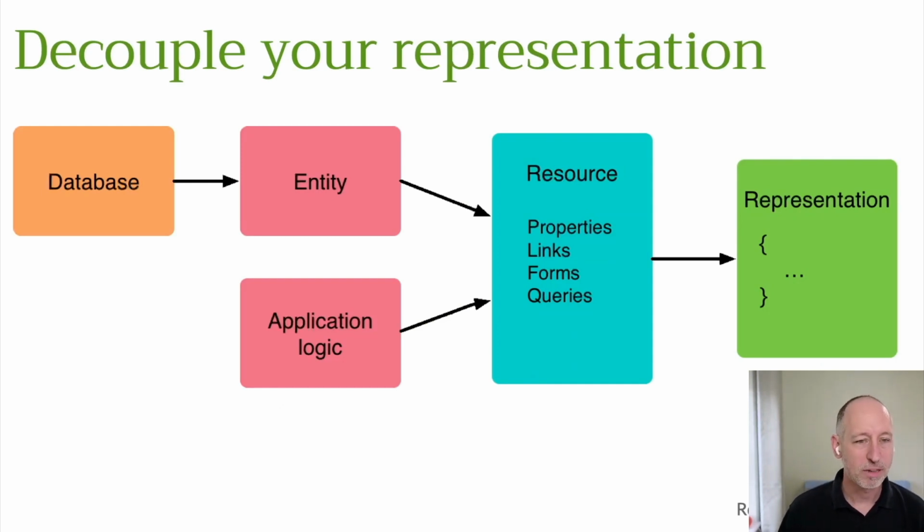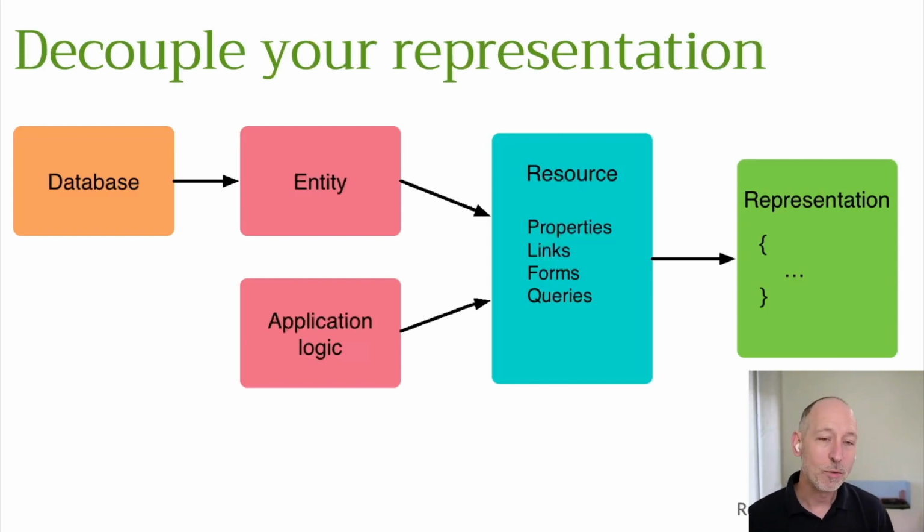So we've got our database, we have our entity, we have our application logic, and taking all that, we should create a resource, which is the thing that we want to send back to the client. This will have properties, it will have links, it might have forms, it might have queries, depending upon how you are building the data payloads that you care about. And then you render that to JSON, which is your representation that is rendered into the response object itself.